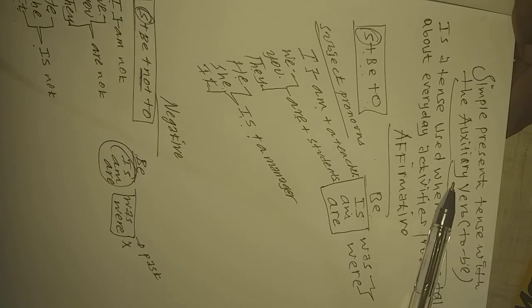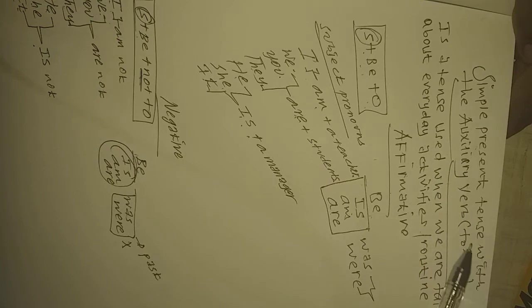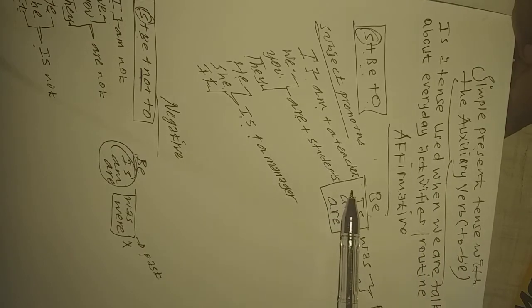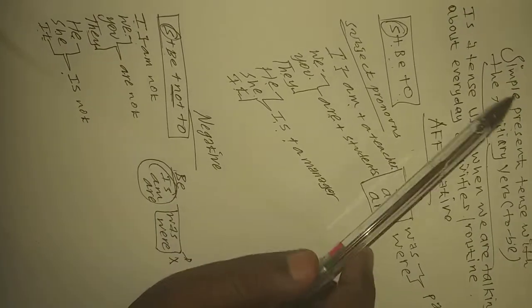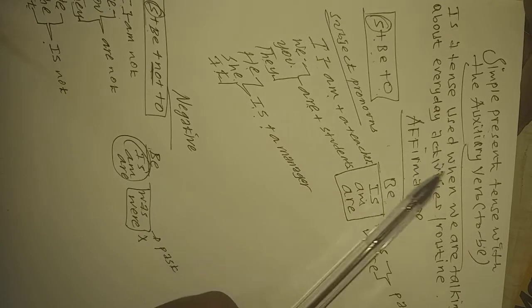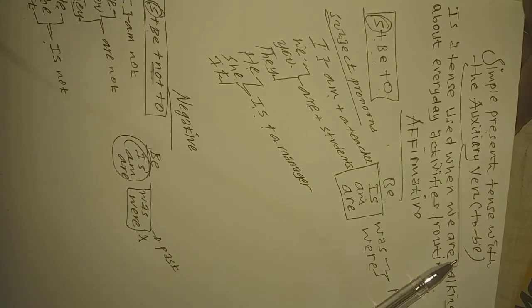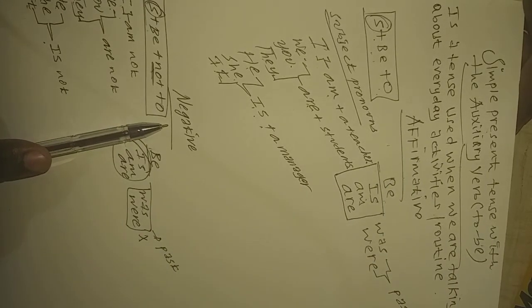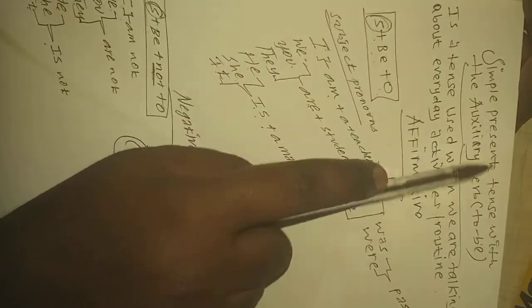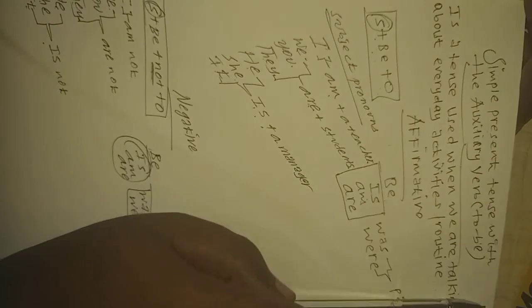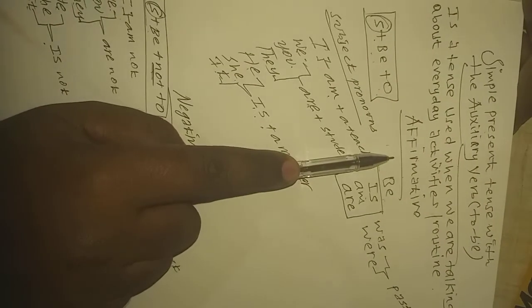The lesson we're going to take today is about the simple present tense with the auxiliary verb to be's interrogatives. In our previous class, we learned about the simple present tense with the auxiliary verb to be negative. In part 1, we learned about the simple present tense with the auxiliary verb to be's affirmative.